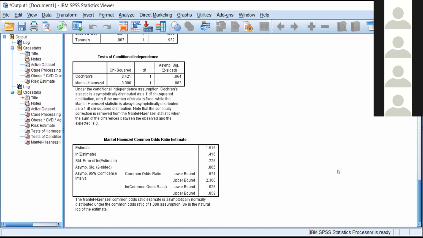So look at the crude. We have already calculated the crude to be 1.93. This is the Mantel-Haenszel, 1.52. If you remember, in the calculation I did before, it is 1.52. And you see the confidence interval also. If you look at it, the confidence interval is not significant. Are you following? Look at the confidence interval, which is not significant. And if you look at the chi-square here, it's not significant.